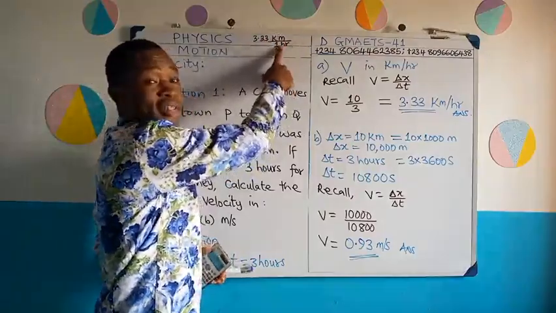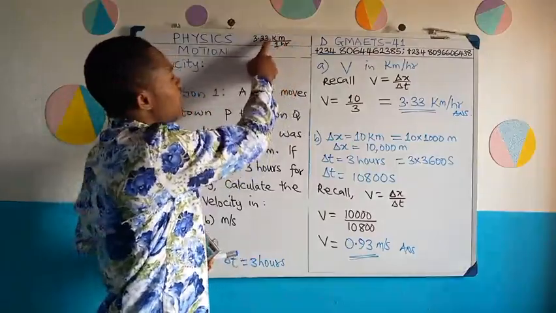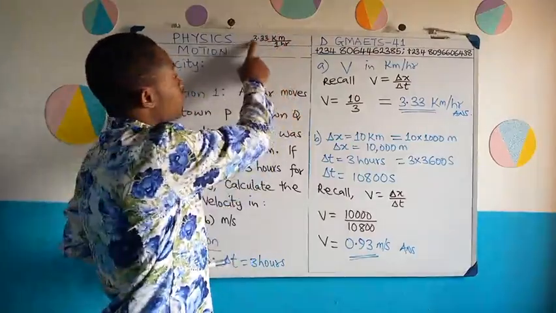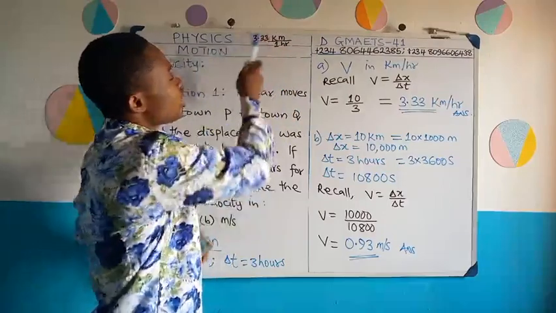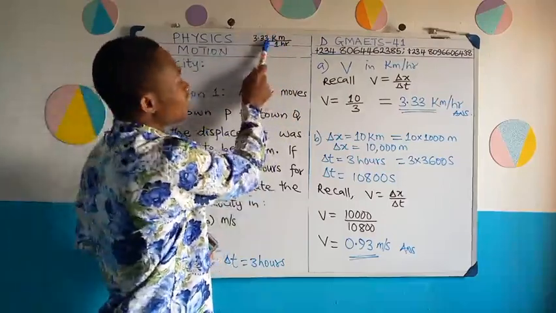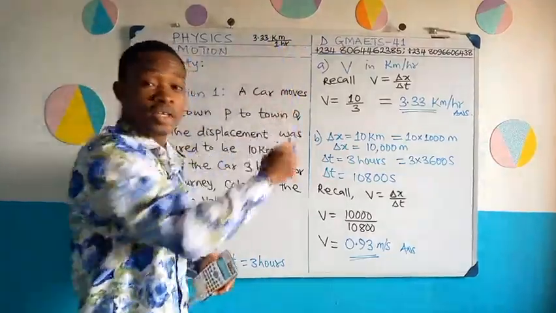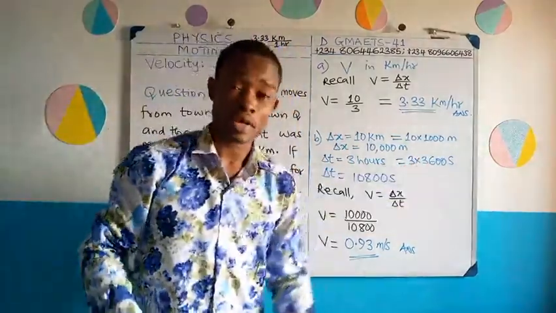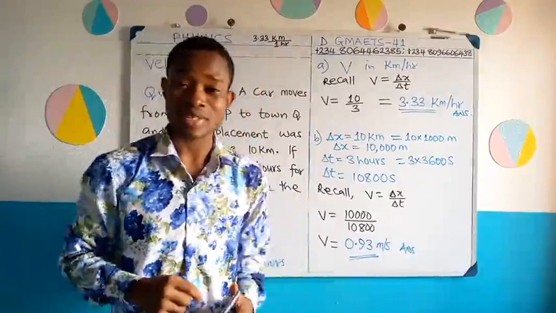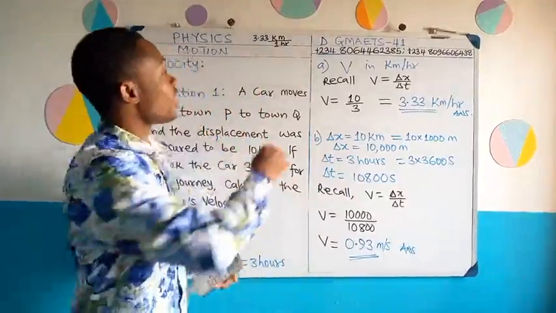You know that 1 hour is 3,600 seconds. I know that kilo is 1,000. So this will now become 3.33 times 1,000, then divided by 1 hour, which is the same as 3,600 seconds. I told you every 1 hour is the same as 3,600 seconds. So let us do that and see.